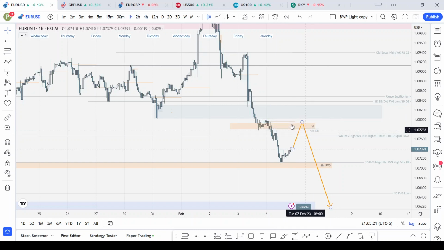That is my intention. Perhaps it may sweep this area, but it should not close above it. It can sweep this.